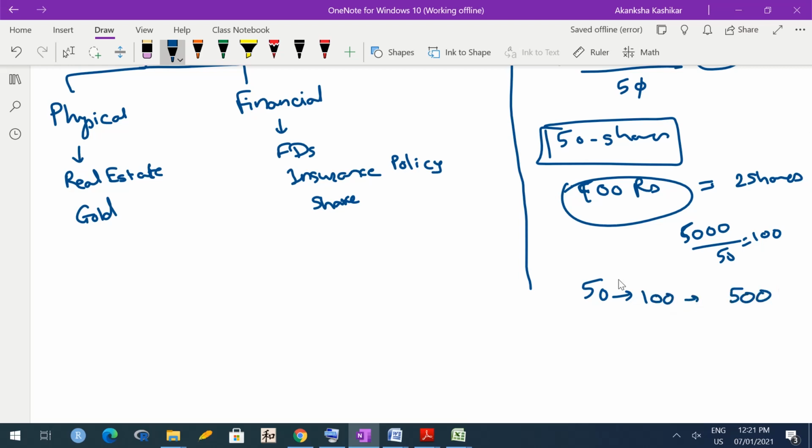So you get 5,000. This is another scheme. And each teacher contributes, say, 1,000 rupees, and 5 teachers contribute in this way. So you get another 5,000 rupees.